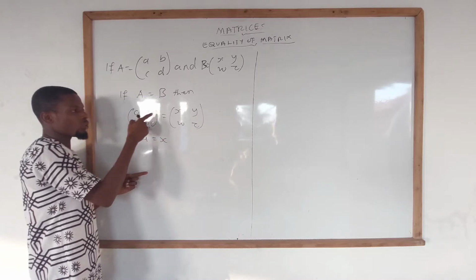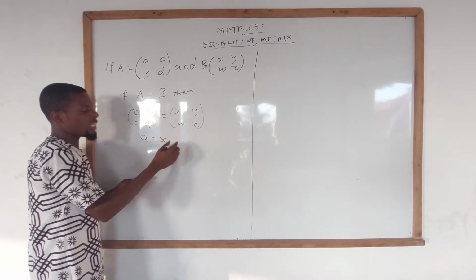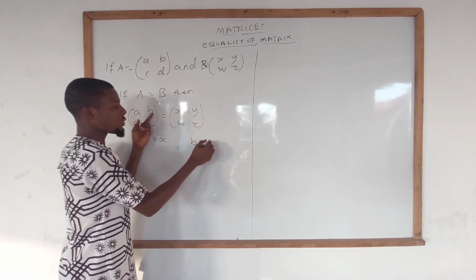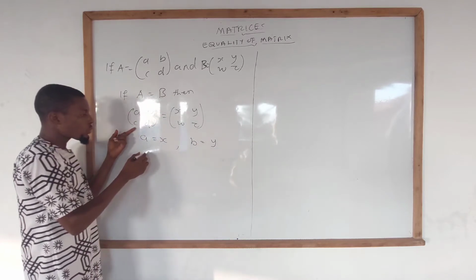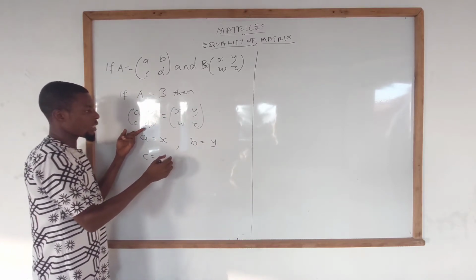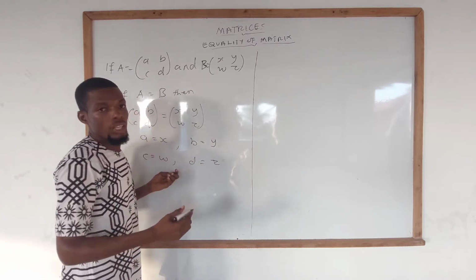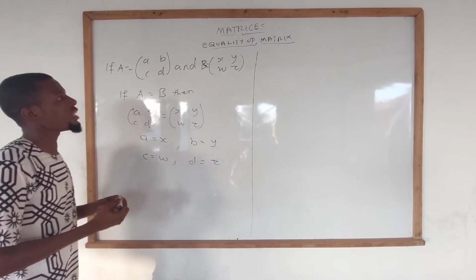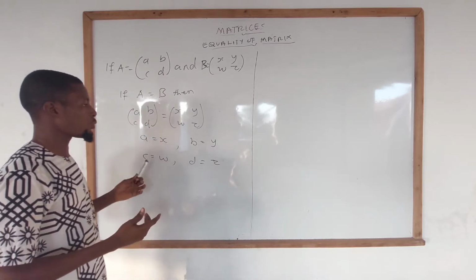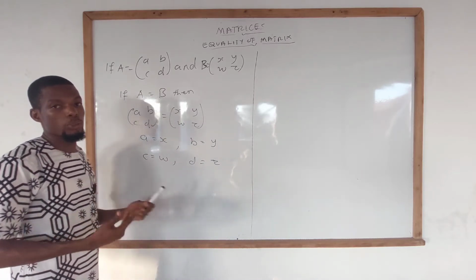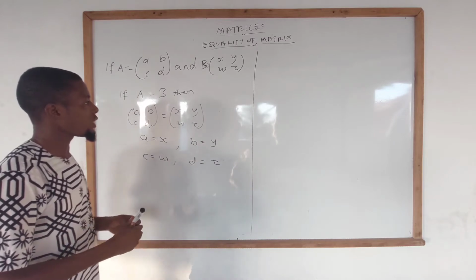Look, the first one is always equal to the first one. And then I can also say the second one is equal to the second one. I can also say the third one is equal to the third one. And I can also say the fourth one is equal to what? The fourth one. Now, we usually use this equality of matrix to solve variables when we have questions containing variables.